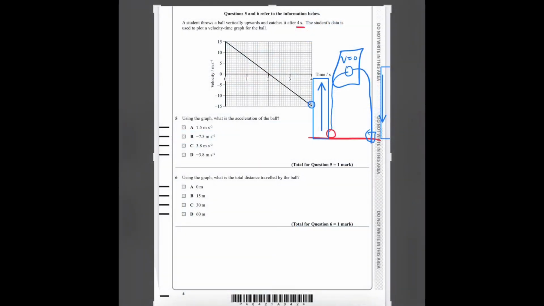Question 6. Using the graph, what is the total distance traveled by the ball? So the total distance is basically the area under the graph. We know that speed equals distance by time, so distance would be equal to speed into time. And the area under the graph would also give speed into time. This is speed or velocity and this is the time, right?